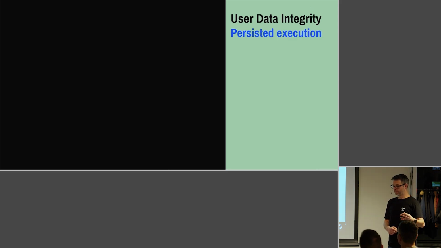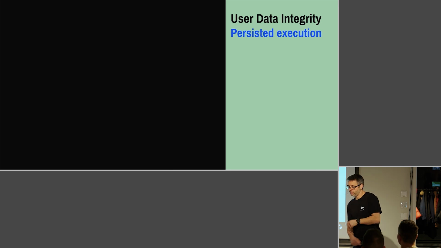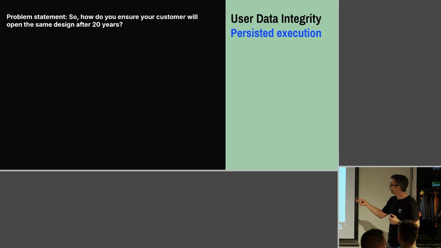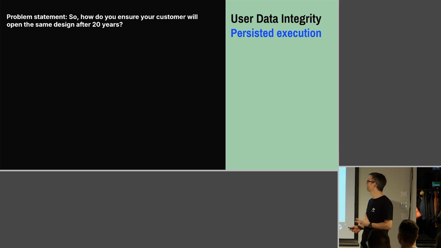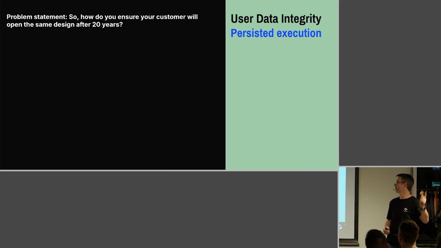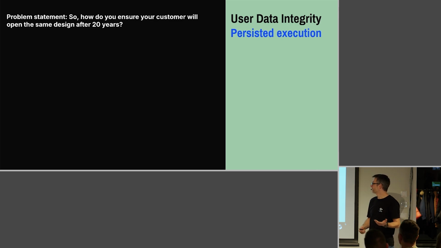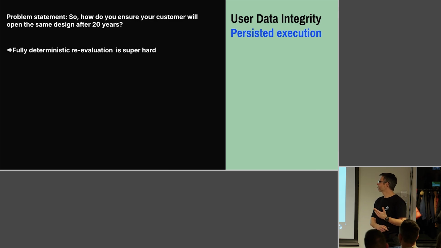Okay, so we did not answer versioning, but we still wanted to answer this question: how are we able to ensure our customers will be able to reopen their designs even after 20 years and get the model which they left there before? We know that the system is not deterministic, and we are not able to guarantee that.